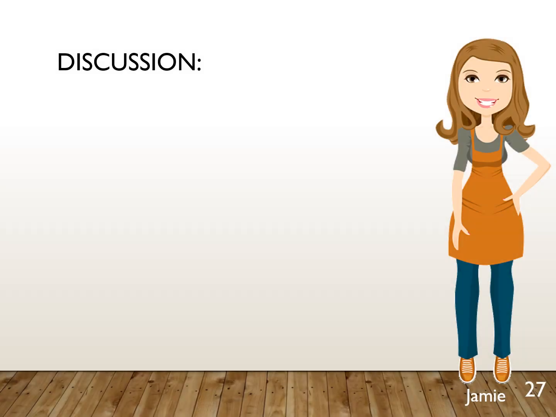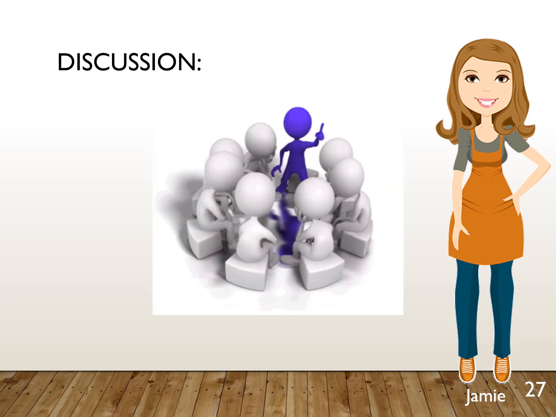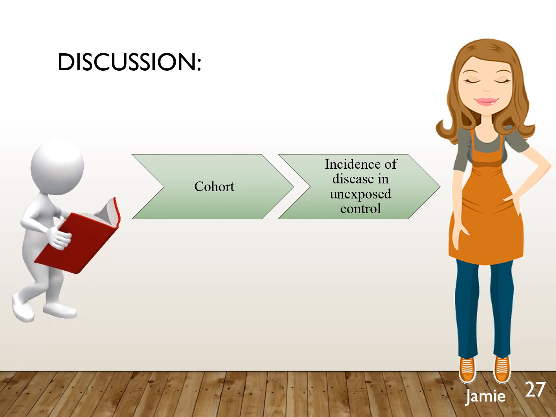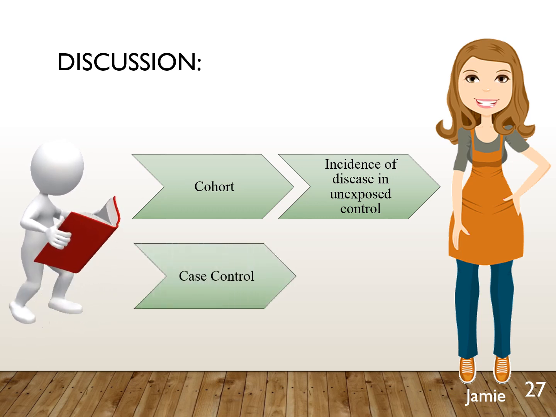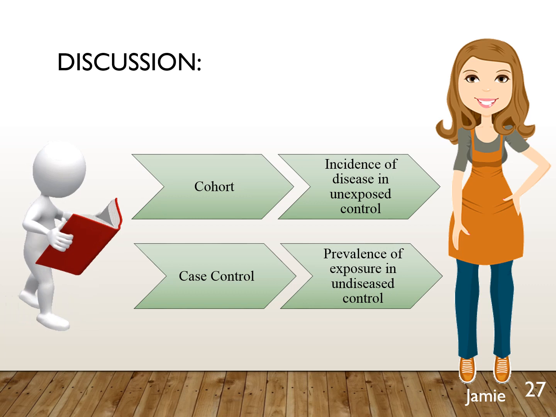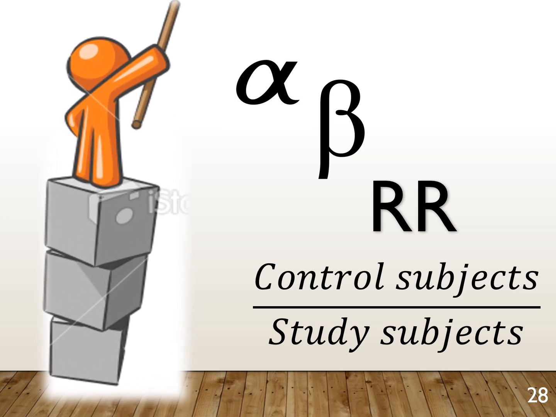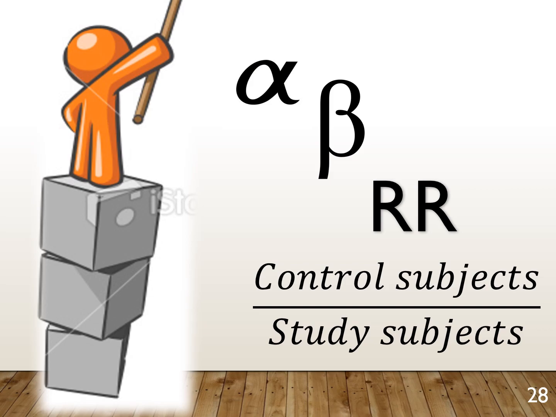In the discussion, we will discuss the variables that play a role in the sample size calculation. There is only one variable that can be derived from research. In the cohort, it is the expected incidence of disease in the unexposed control group, and in case control, it is the expected prevalence of exposure in the undiseased control group. As for the other 4 variables, whether alpha, beta, minimum relative risk, or ratio of control subjects to study subjects, they are all under the control of the investigator.